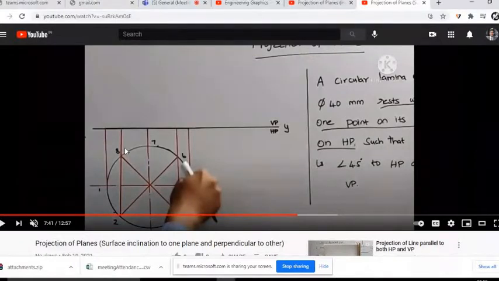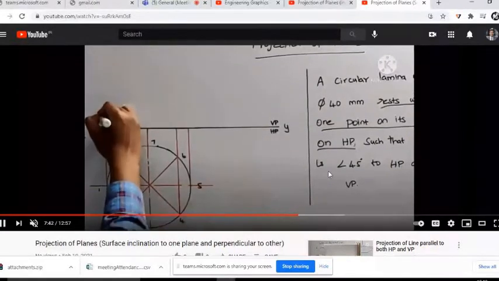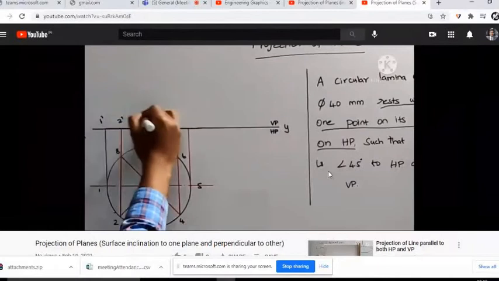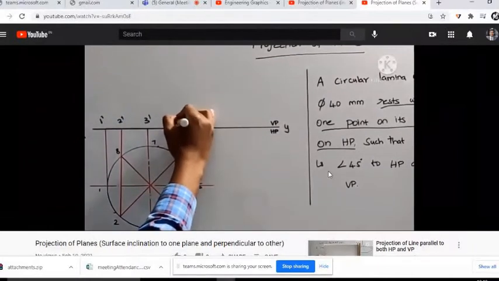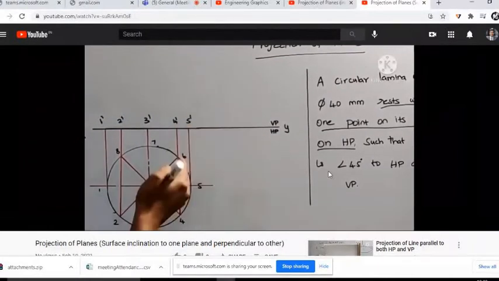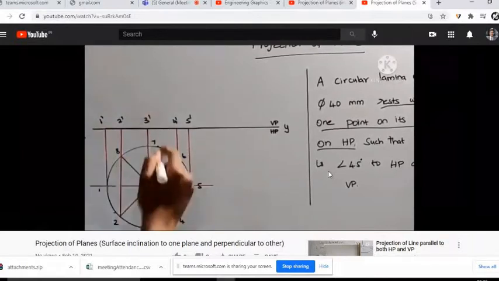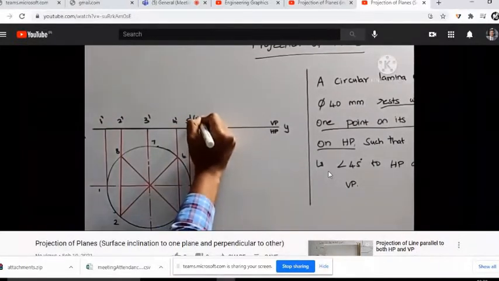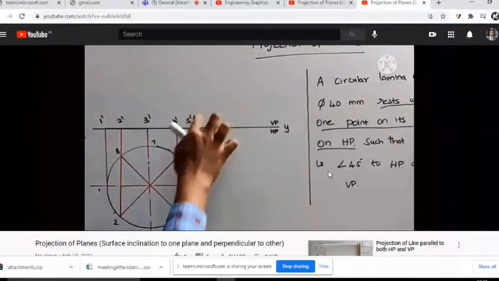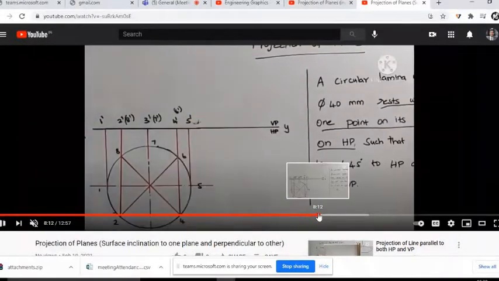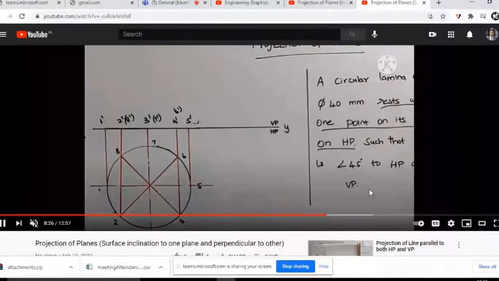No, sir. 8, 7, 6? No, sir. What about 1? Yes, sir. 1 will be visible. Okay, so 1 to 5 will be visible. That means 1 dash, 2 dash, 3 dash, 4 dash and 5 dash will come outside, and the remaining 3 points will come in brackets. Okay. So now I have drawn the simple position.